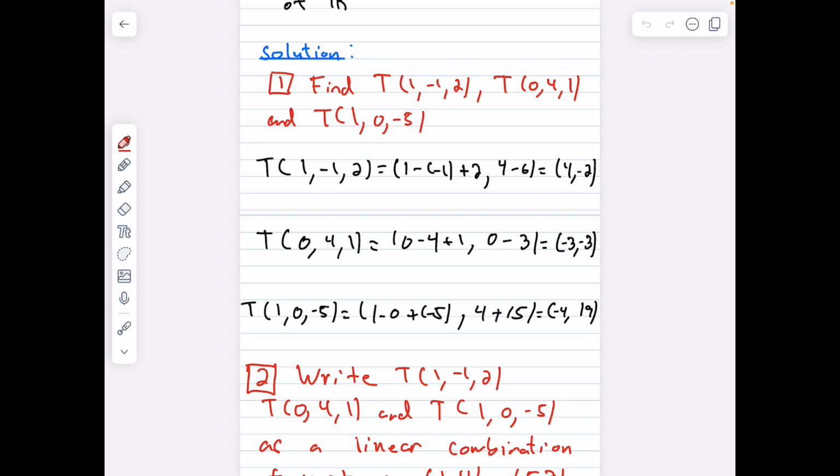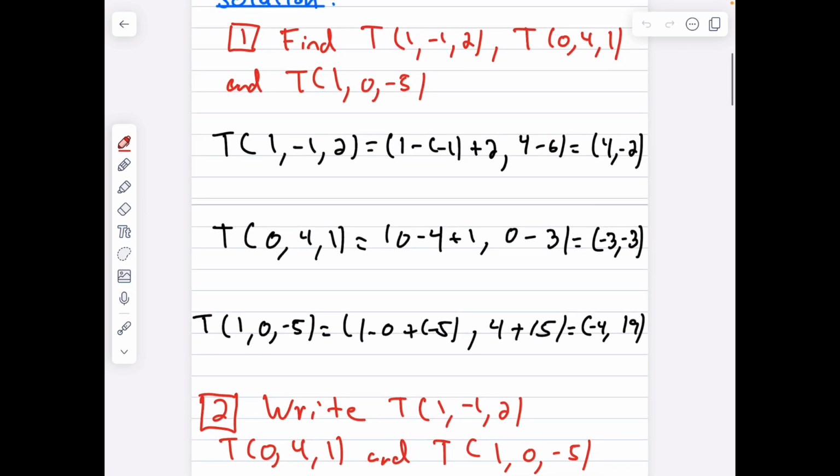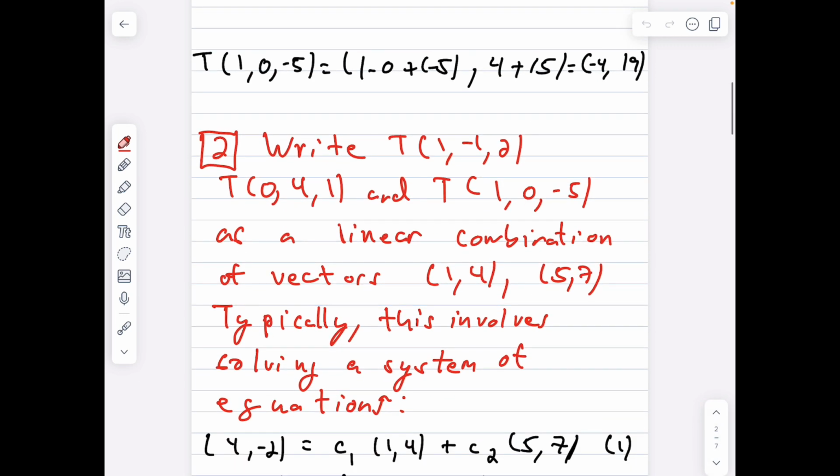So we're going to take (1, -1, 2), (0, 4, 1), and (1, 0, -5) and put them all in our transformation. I went ahead and computed each of these. When you plug (1, -1, 2) into T, you get (4, -2). When you plug in (0, 4, 1) into T, you get (-3, -3). And when you plug in (1, 0, -5) into your transformation, you get (-4, 19). So always do that. That's really important.